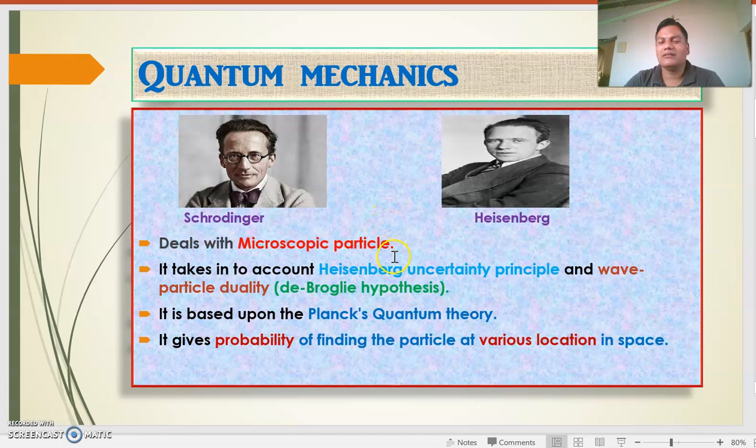Now see this difference. What we studied in classical was for macroscopic particles, but quantum mechanics is for microscopic particles. That means particles such as electron, proton, neutron. It takes into account Heisenberg's uncertainty principle and wave particle duality.